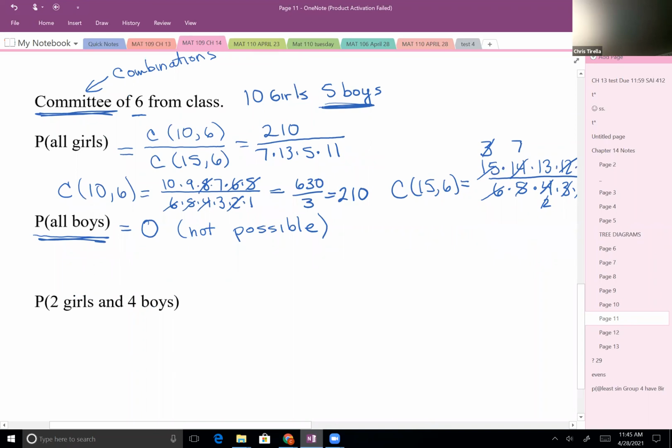And then the last one asks for the probability that I get 2 girls and 4 boys. Well, 2 girls, again, because it's a committee, it's a combination. There are 10 girls, we want to choose 2. That word "and" again tells us to multiply. Combination, there are 5 boys and we want 4. And then the denominator from the entire class, the whole sample space, would be 15 kids, choose 6.